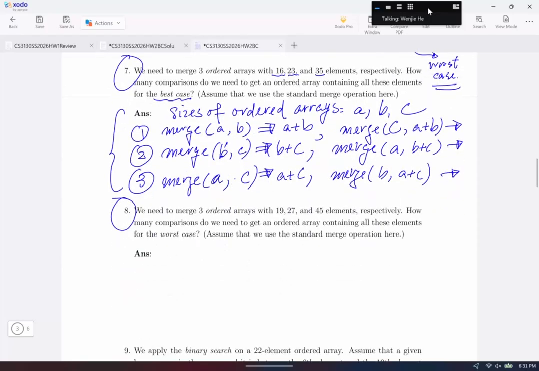Similarly, for the second question, you also do the same thing. The only difference is the formula is different. For the worst case, you use the worst case formula when you do the merge. For the best case, you use the best case formula when you do the merge. That's the only difference.